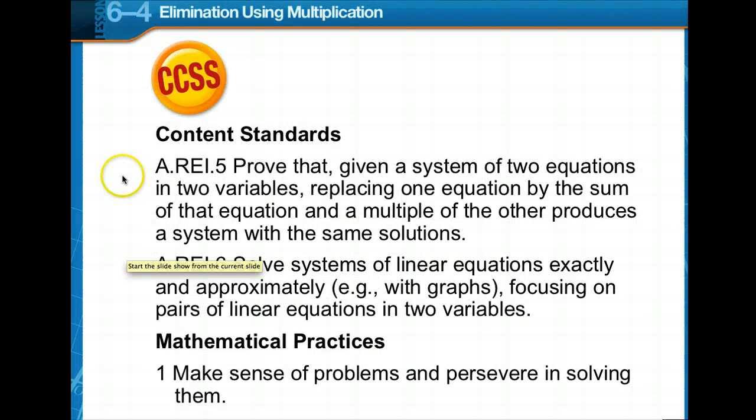Okay, so we're going to continue studying solving systems of linear equations. Today we're going to learn a new method of using elimination. We're going to be using multiplication now in elimination. So I want you to take a moment, pause the video, and read through the content standards and our mathematical practices we're going to be using through our exercises.